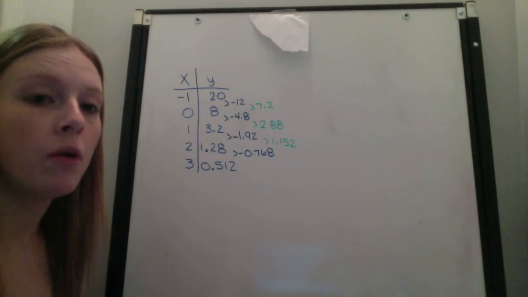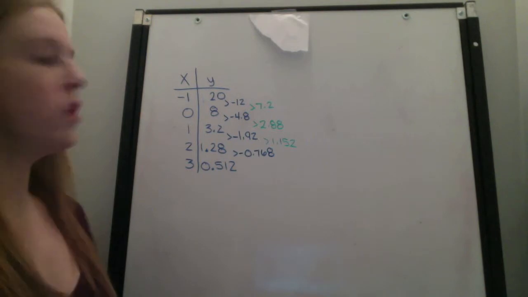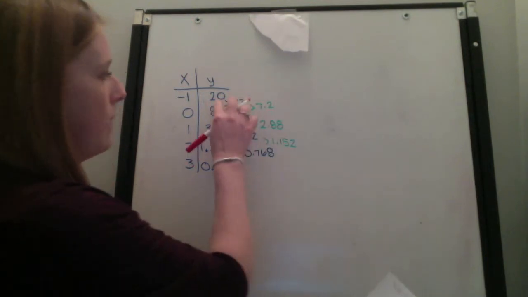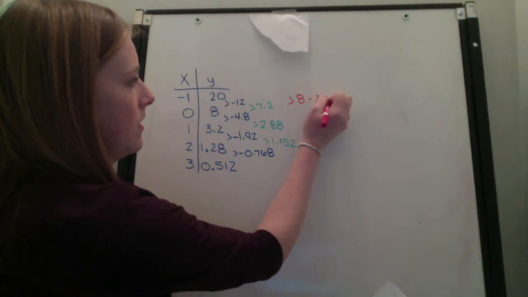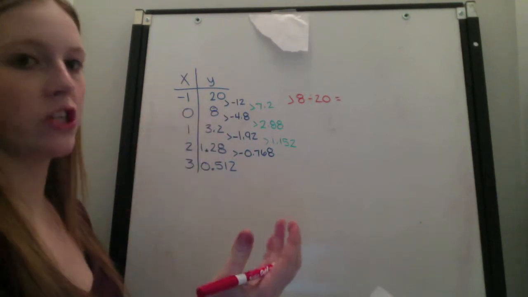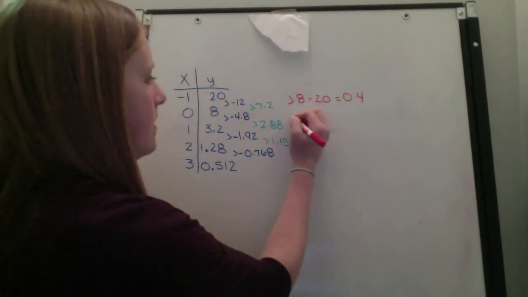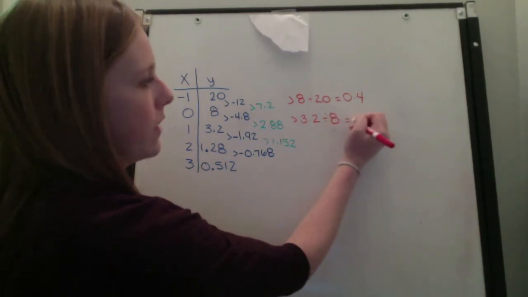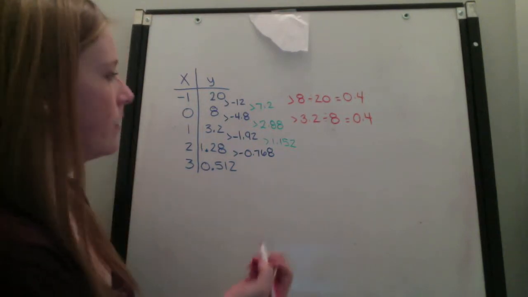So our next hope is to figure out the ratios to see if it is exponential. When I figure out the ratios, I like to divide. So we are starting back up here. I like to divide 8 divided by 20, which would be 0.4. Then 3.2 divided by 8, you get 0.4. Is everyone following along with their calculators?